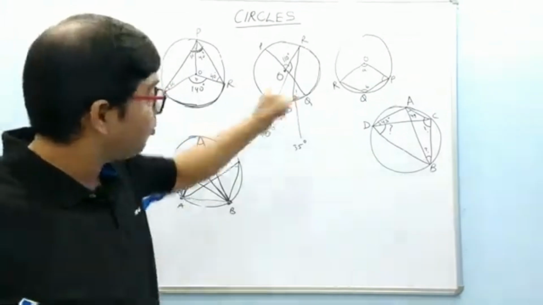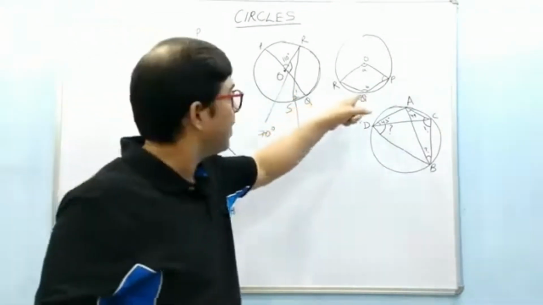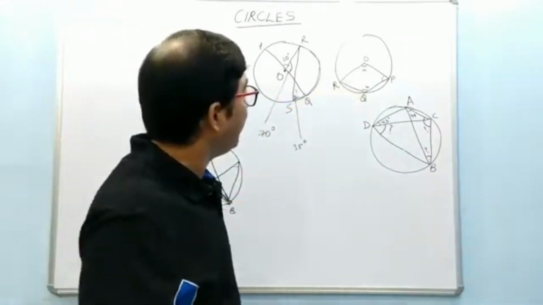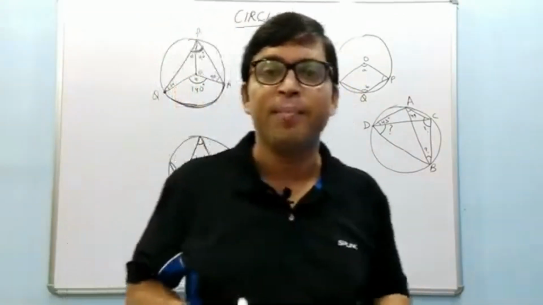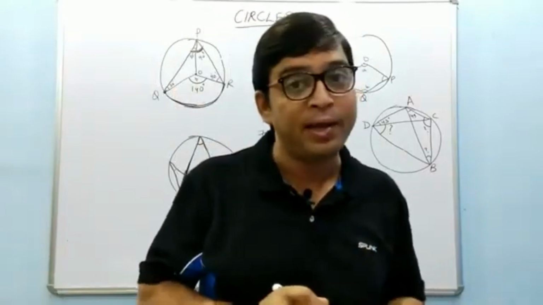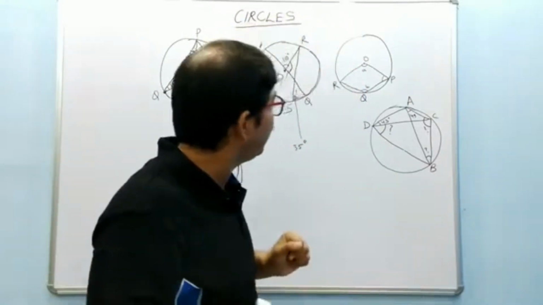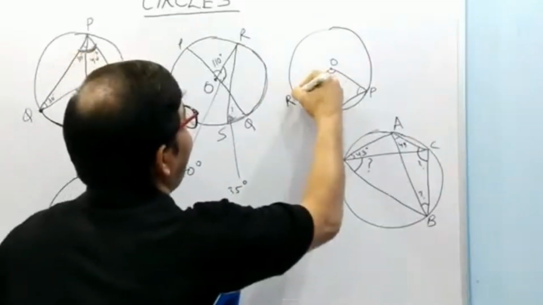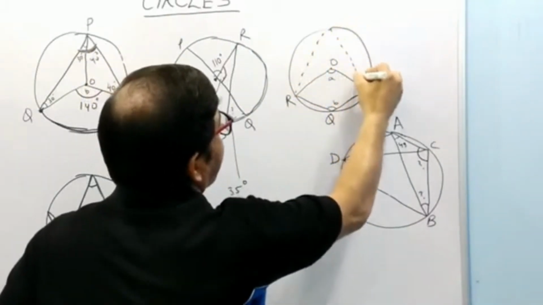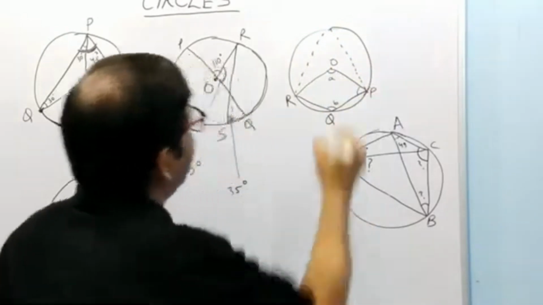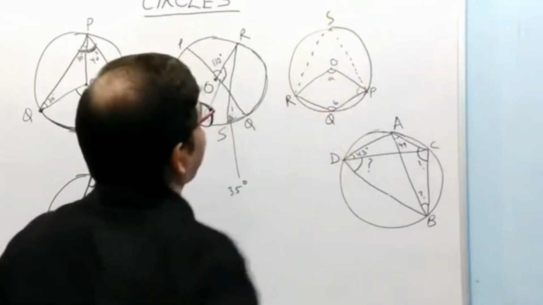Okay, now jump to the next question. We need to find A and B. In this question, we have to establish a relationship between A and B. So see carefully, if we go for a little bit of construction here, and we name this as S.